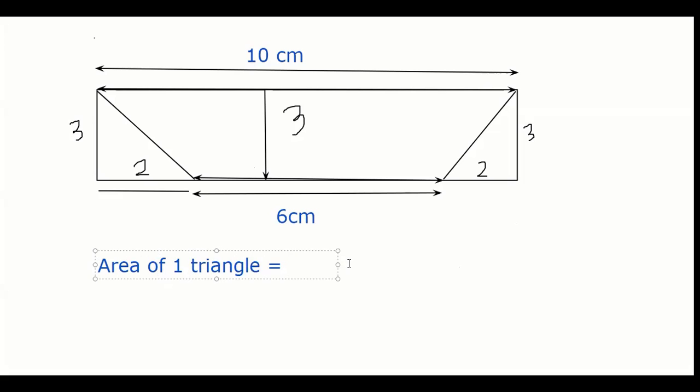What will be the area of one triangle, everybody? Half into base into height. Half. How much is base? 2. How much is height? 3. Half and half cancel, 3. So the area of one triangle is 3, correct?